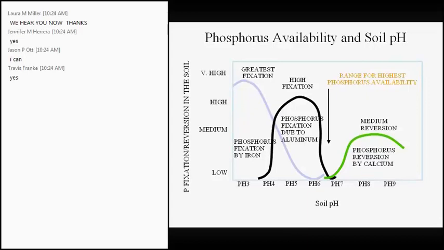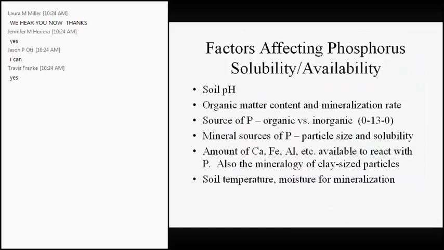So at a pH of about 6.5, we start to see reversion of the phosphorus occurring with calcium and magnesium. So just a couple of different ways of showing you how phosphorus is available, mainly at a pH of 6.5, but its optimum availability is 6 to 7. So the soil pH. Some factors that affect phosphorus solubility and pH and availability. We've talked about the soil pH, organic matter content, and mineralization rate.